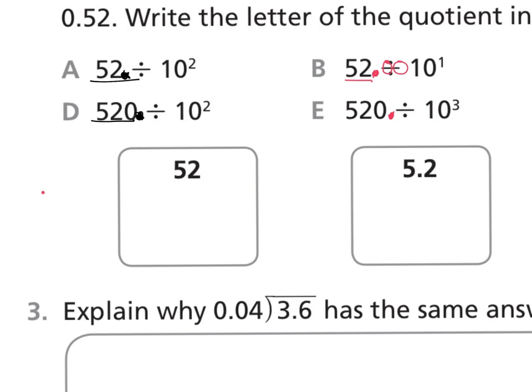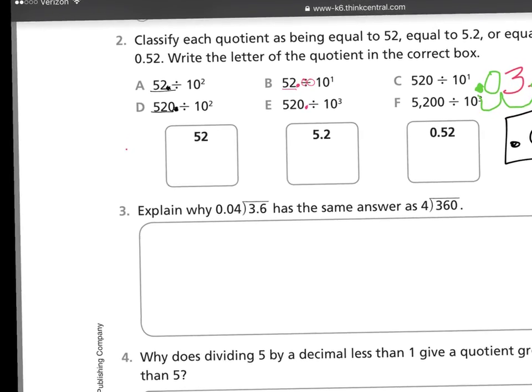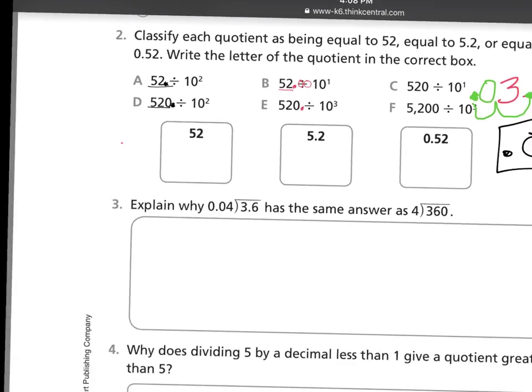If you were to put the decimal anywhere else, it would change the value of the number. So you have to remember to make sure that your decimal is in the correct location, and that would be at the end of the whole number.